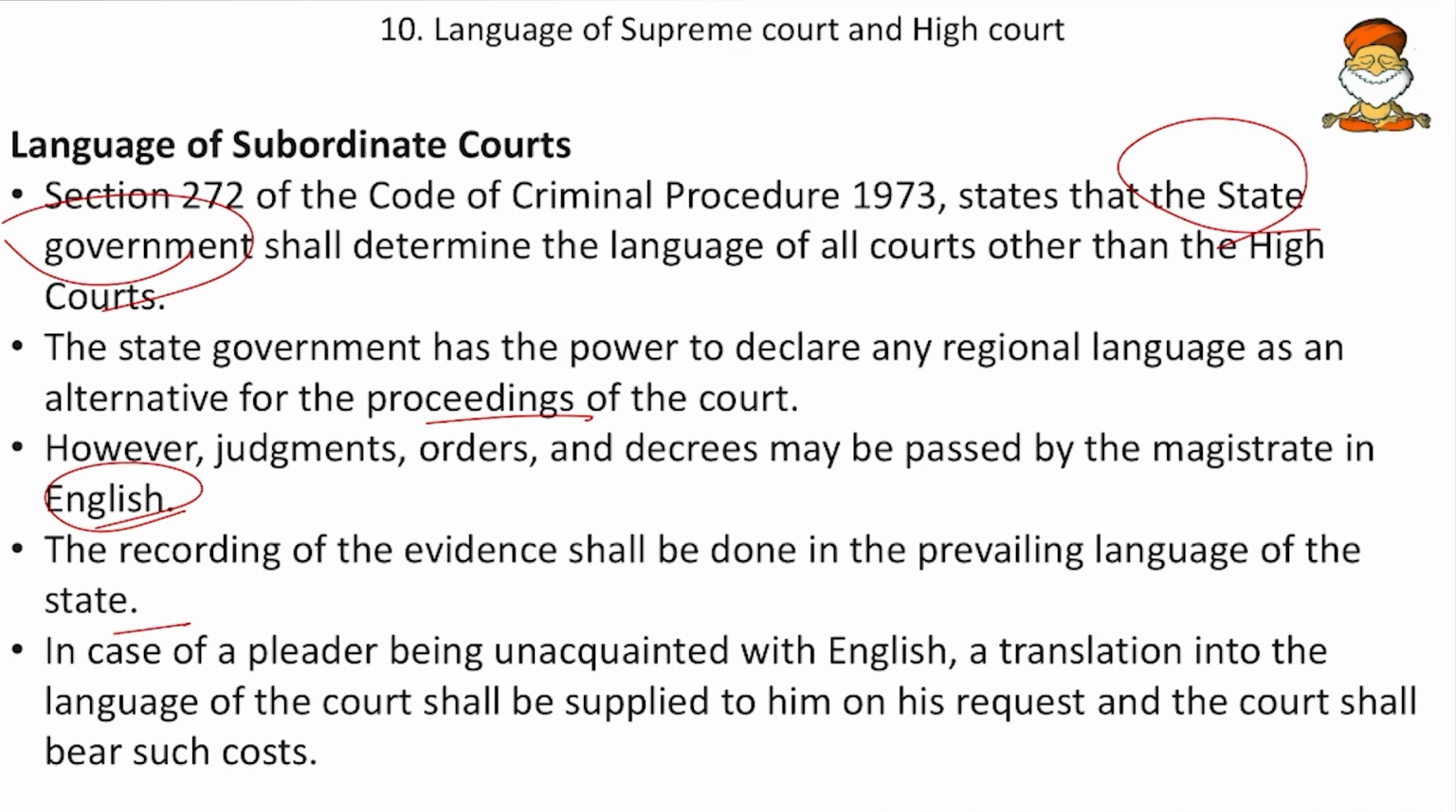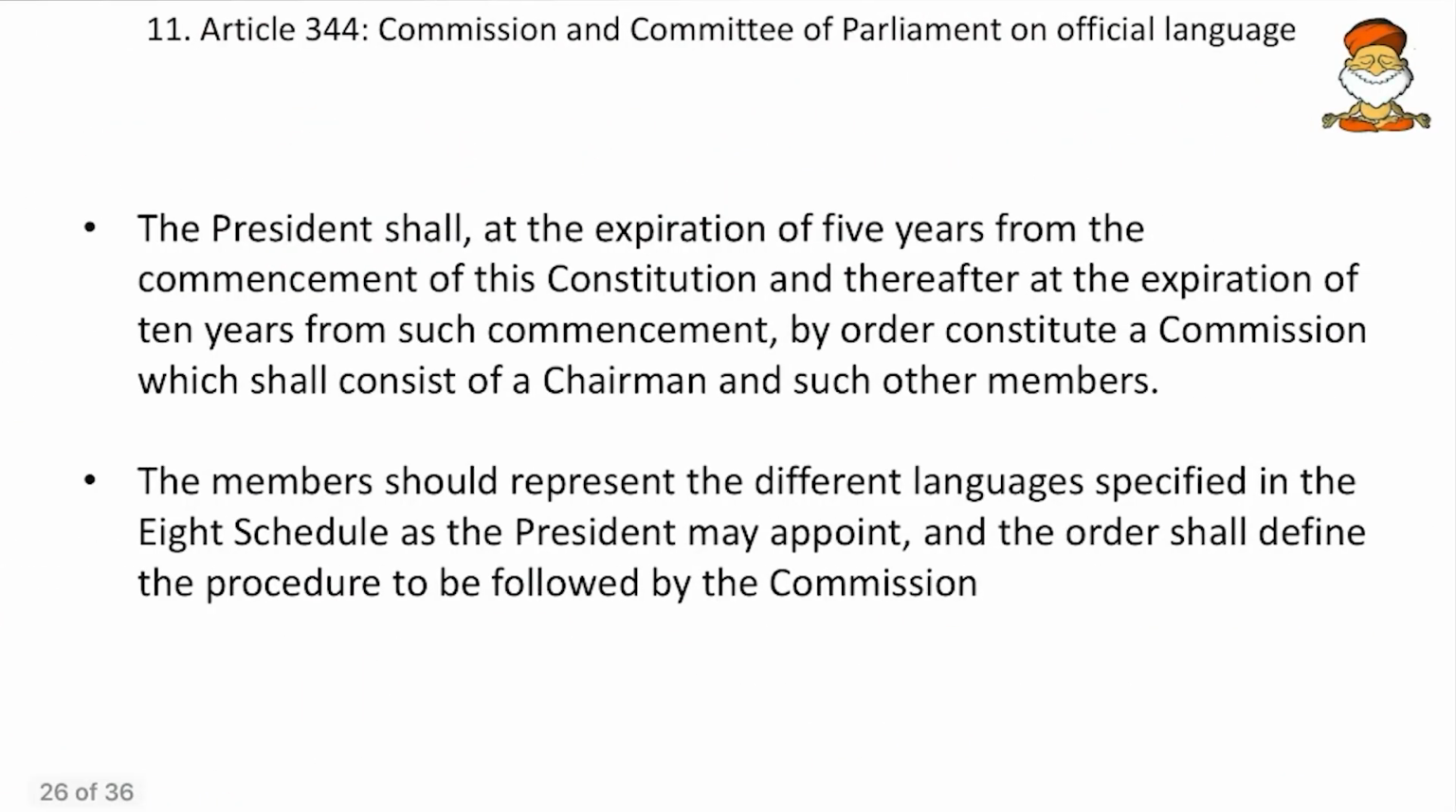And then in case of a pleader being unacquainted with English, a translation into the language of the court shall be supplied to him on his request, and the court shall bear such costs. So the translated judgment shall be given by the court from its own cost. So remember friends, this happens only in the subordinate courts, so it need not happen with the Supreme Court and the High Court. Then come to next, the Article 344.